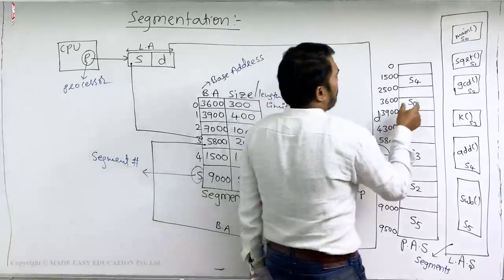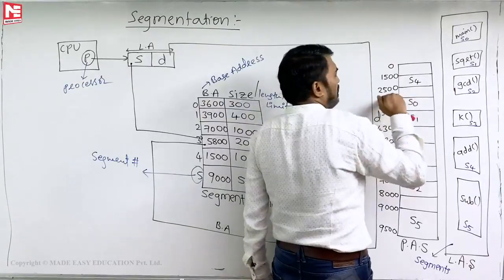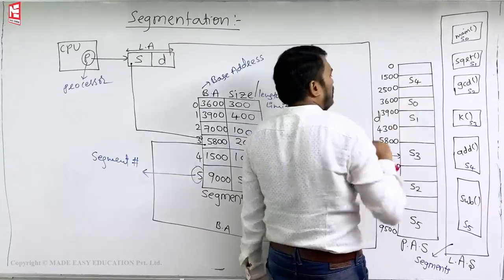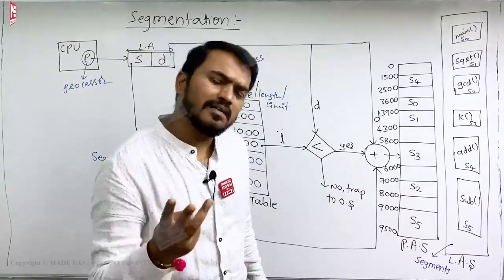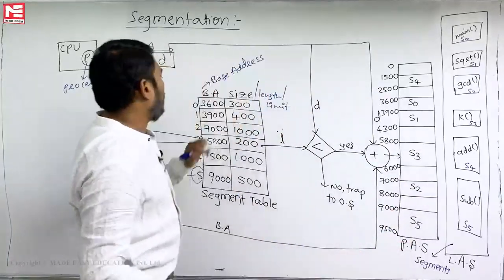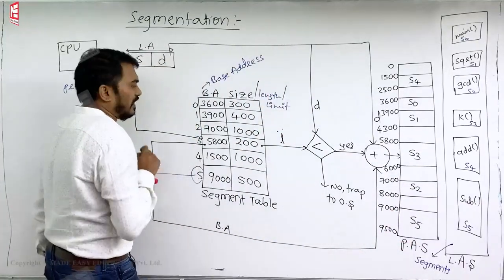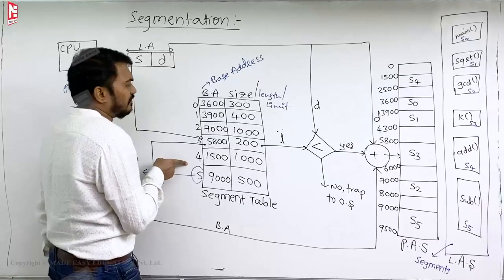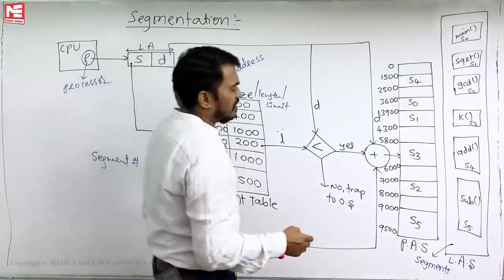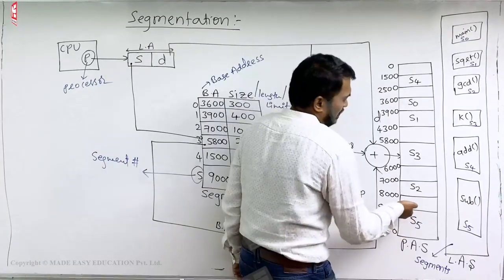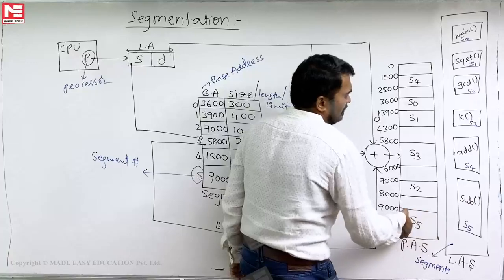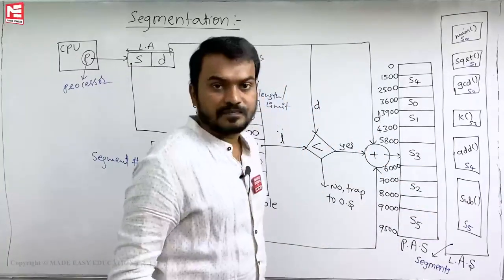For segment number 0, the base address is 3600, the starting address, running 3600 to 3900. So how much is the size? It is 300. You can check anything, let's say segment number 5. The base address of segment number 5 is 9000 and the size is 500. It runs from 9000 to 9500, so the size is 500, right?